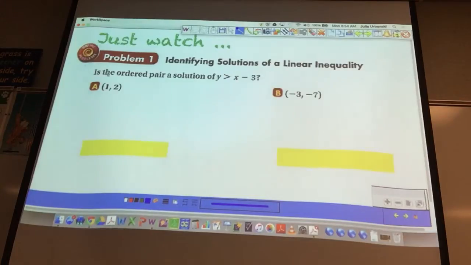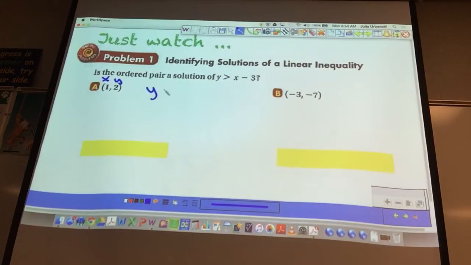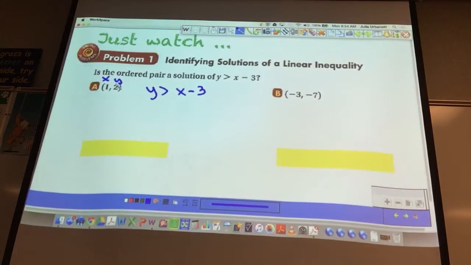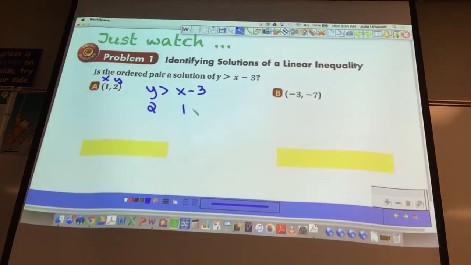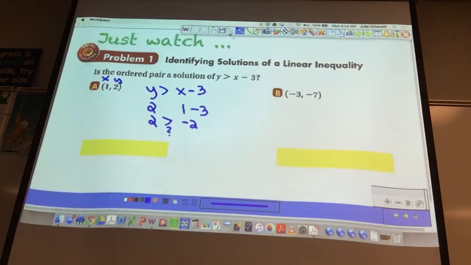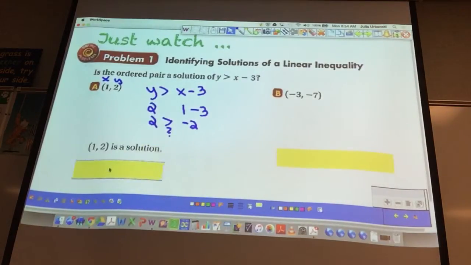Hey guys, you're concentrating? X, y. So to test it, y has to be greater than x minus 3. So for y, I'm going to use 2. And for x, I'm going to use 1. So over here I have 2. Over here I have 1 minus 3 is negative 2. Is this greater than this? Yes. So then the answer is yes, it's a solution.